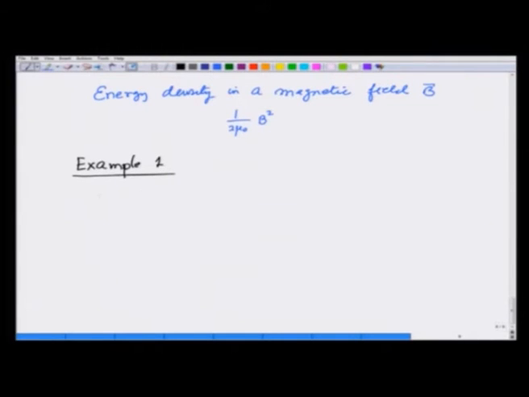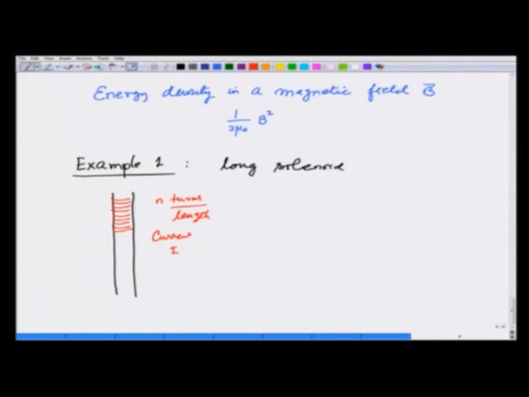I will take a long solenoid that has n turns per unit length. So, it is carrying current I and it has n turns per unit length, and it is carrying current I, so that there is a magnetic field established here B. Then the energy is going to be 1 over 2 mu 0 B square. This is the energy density.